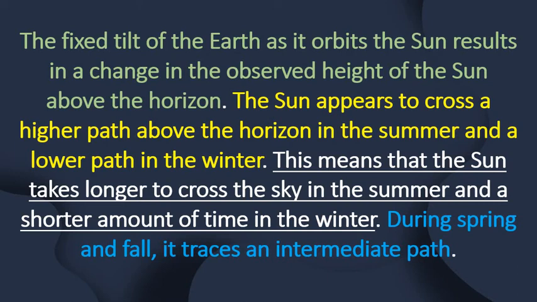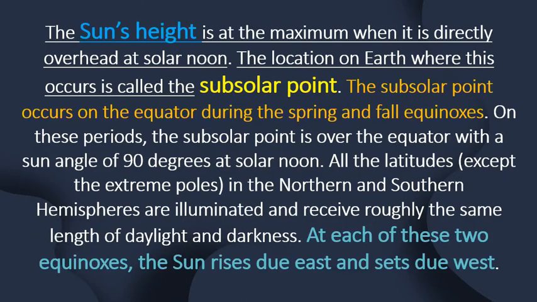This means that the sun takes longer to cross the sky in the summer and a shorter amount of time in the winter. During spring and fall, it traces an intermediate path. The sun's height is at the maximum when it is directly overhead at solar noon. The location on Earth where this occurs is called the subsolar point.